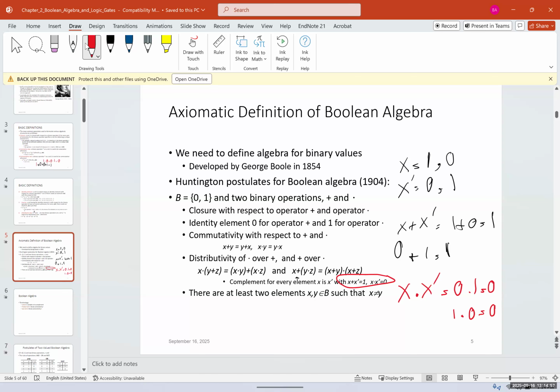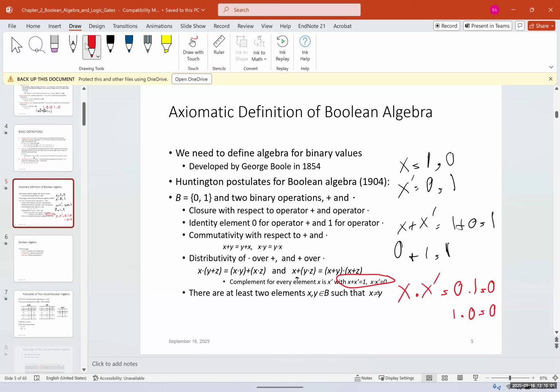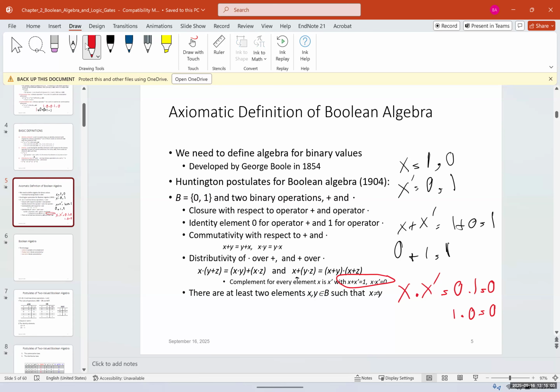There are at least 2 elements, x and y belonging to B, such that x is not equal to y. That's the opposite.